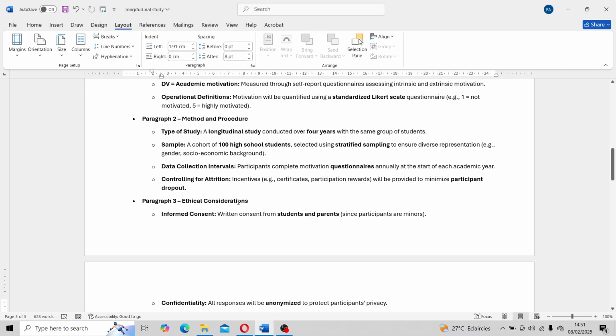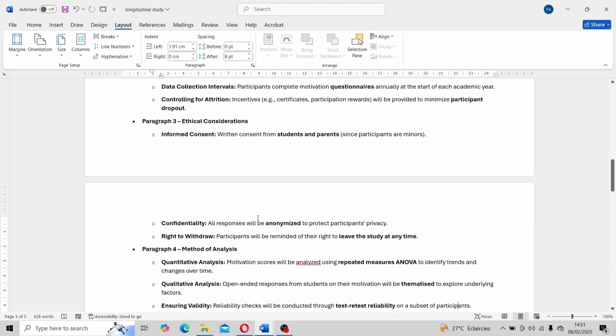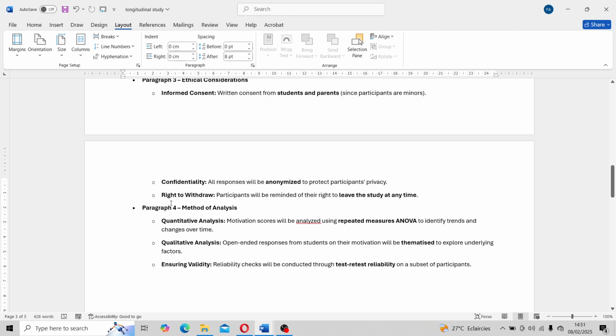Okay, so just find a way to ensure that the students do not drop out. They continue the study. All right. So including something like this will show how much in-depth knowledge you have about the concept of longitudinal study. Okay, controlling that students do not leave. Now, ethical consideration: informed consent, confidentiality, you can discuss that, rights to withdrawal.